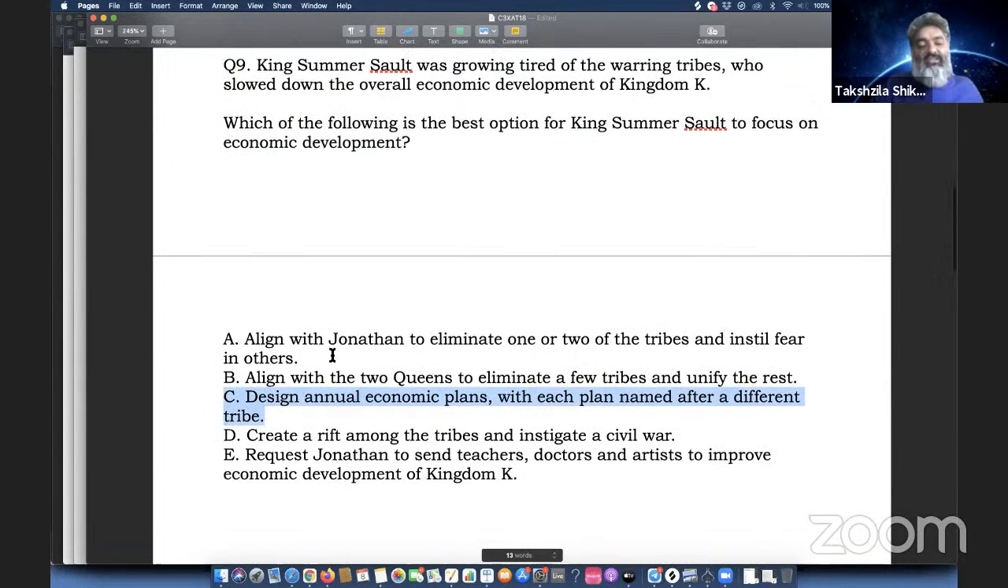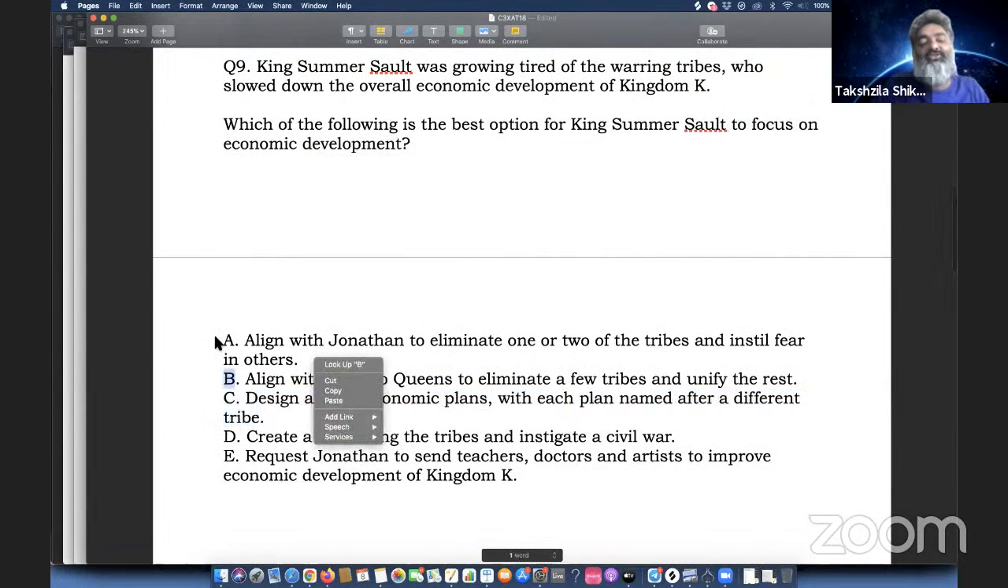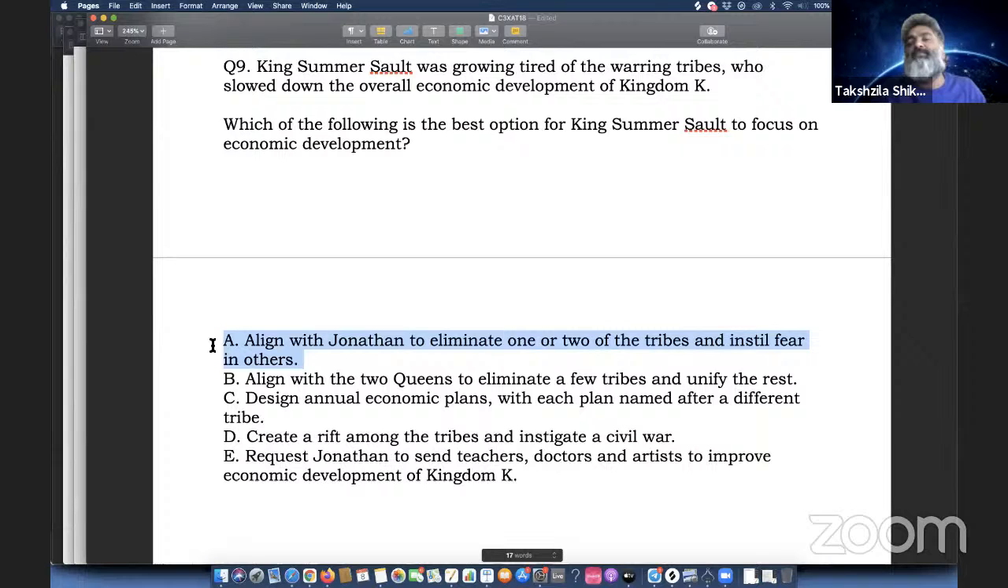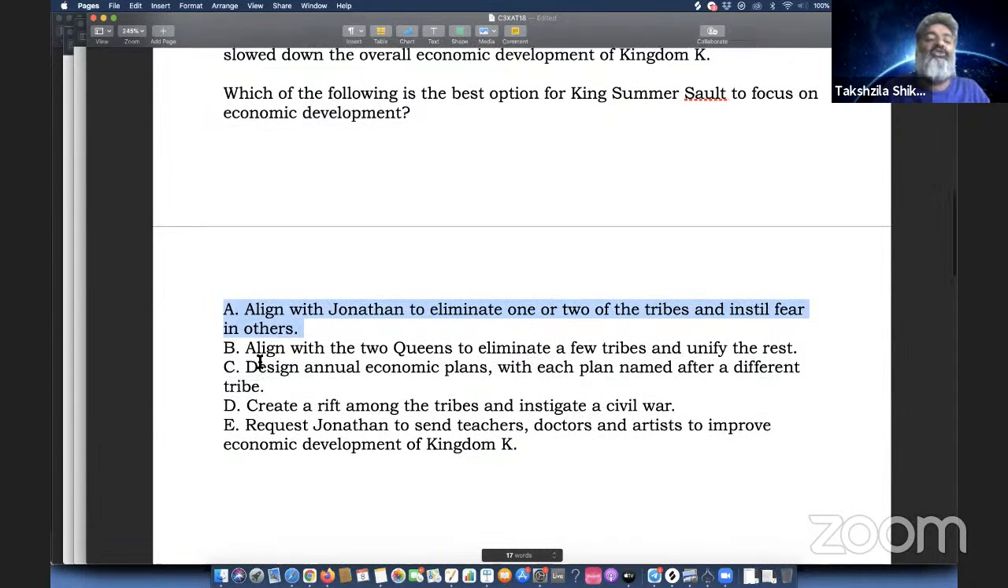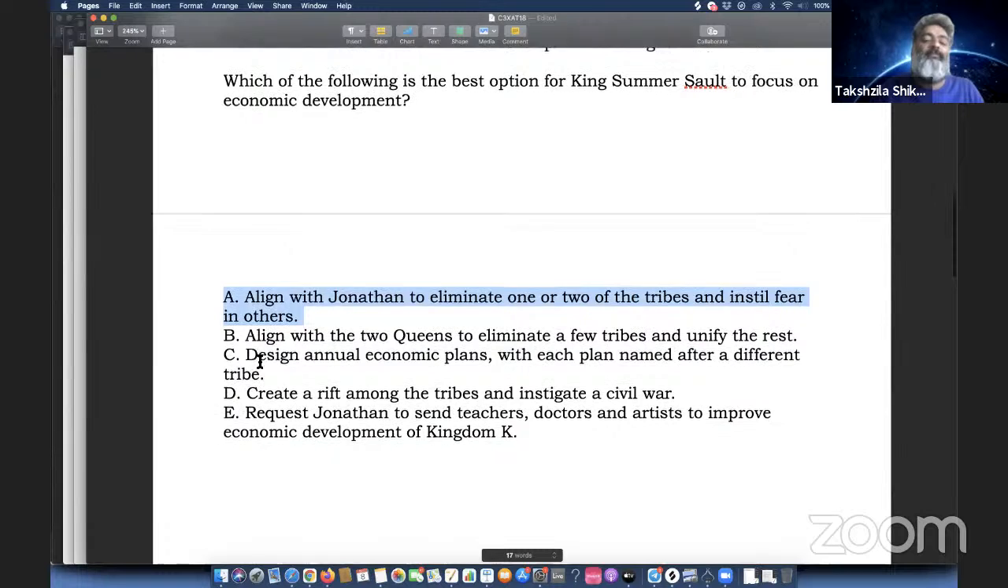Looks like a good choice. Align with Jonathan to eliminate one or two of the tribes to instill fear in the others. Jonathan is an expansive player. He's already in conflict with Somersault. Skirmishes keep happening. Suddenly, I'll declare him a friend and start attacking my own tribes. Not going to work too well, right?